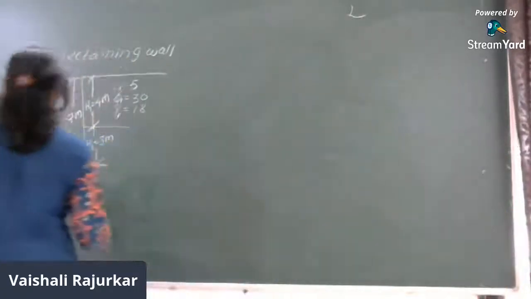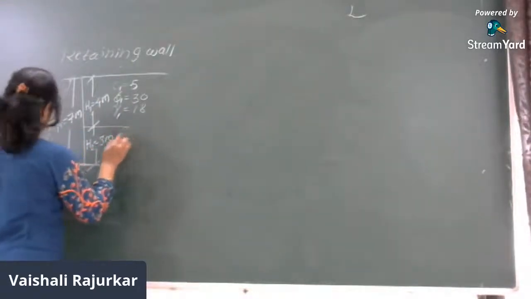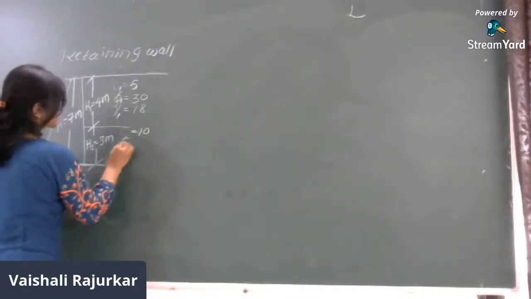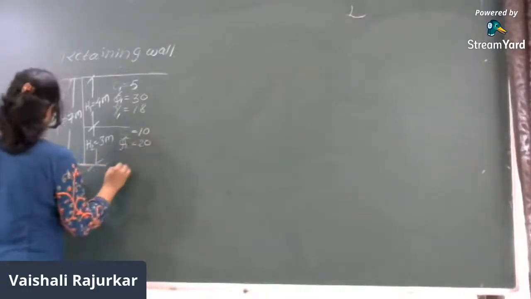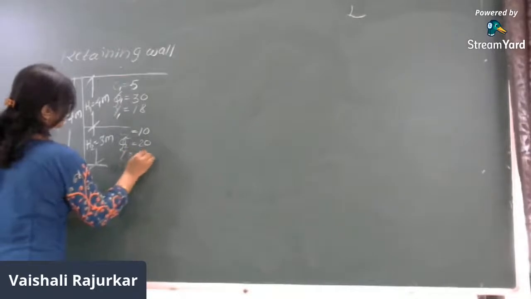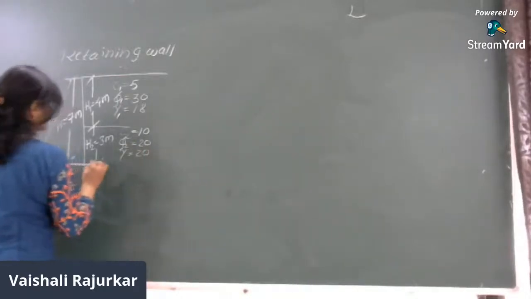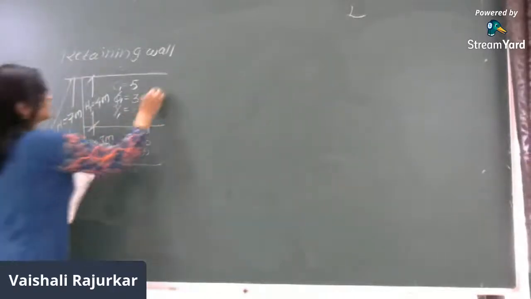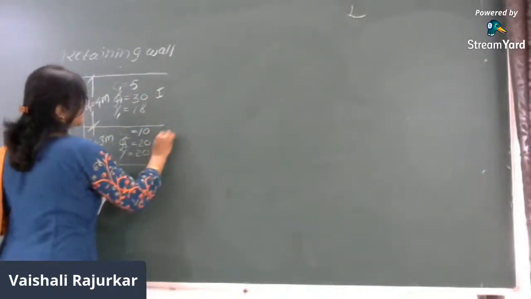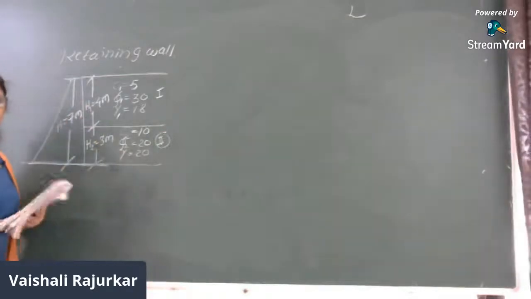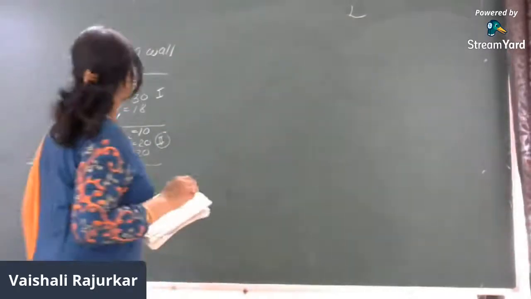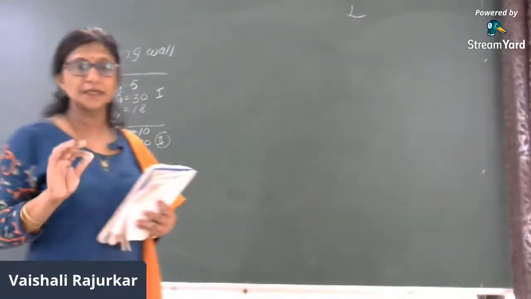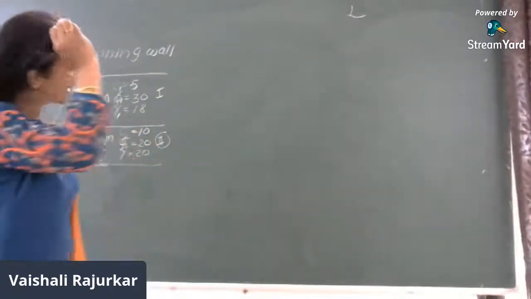In the second layer, C is 10, Phi is 20, and Gamma is also 20. So this is the second layer. Now we will consider there are two layers. So this is the first layer and this is the second layer, right? So in the first layer, the soil is a cohesive soil. Therefore, the distribution diagram is a negative-positive distribution diagram.